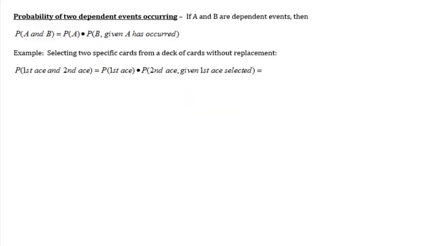Let's take a look at this next probability of 2 dependent events occurring. So if A and B are dependent, then you have this given scenario. Okay? So probability of A and B happening in a dependent scenario is something like selecting 2 specific cards without putting them back, right? So if you think back, we just talked about this a second ago.